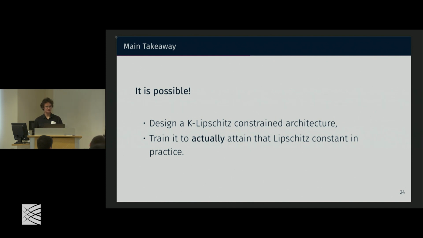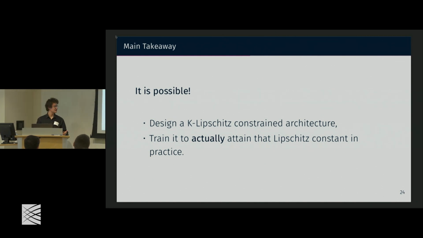So if there's one takeaway that I would really want to emphasize from my part of the talk, it would be that it's actually possible to design a K-Lipschitz constrained architecture, train it, and in practice actually get that specific K-Lipschitz constraint that you wanted. So we can have really strict control over the Lipschitz constant of the networks we're training. And the real win for us would be if we could show that our methods are universal approximators of Lipschitz functions, which James will be talking about shortly. So that's my part. Any questions that I can answer?